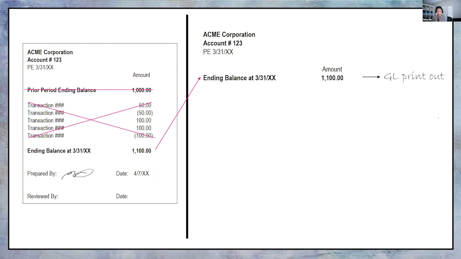Do we have policies in here? Let me see. No, we don't, okay. So that's number one. The third component of a reconciliation then is the supporting detail, because now we need to have supporting detail, right?